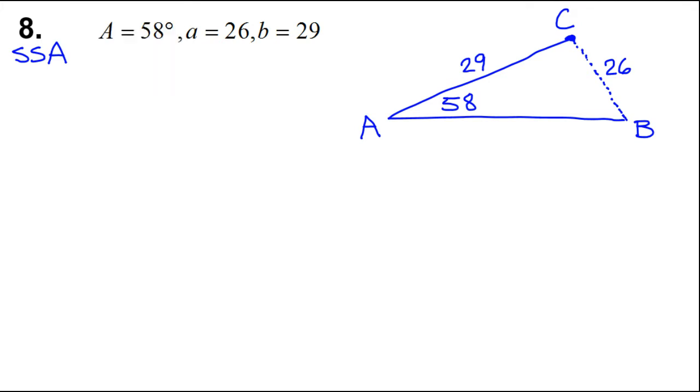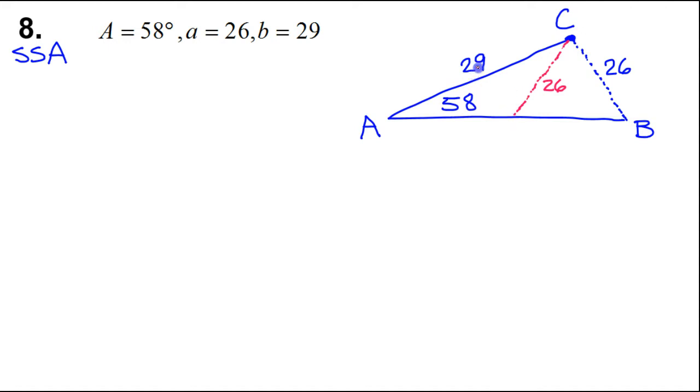Okay, if there's a second triangle, it'll be formed by swinging this rope inward like this. So I'm going to take my 26 rope and swing it inward like this. That would put the 26 here. So the question is, will this fit? Will this fit right here?